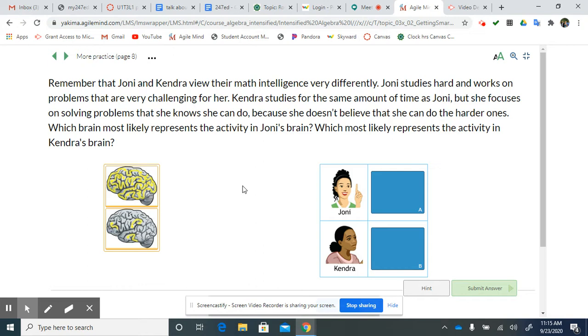All right, remember that Joni and Kendra view their math intelligence very differently. Joni studies hard and works on problems that are very challenging for her. Kendra studies for the same amount of time as Joni, but she focuses on solving problems that she knows she can do because she doesn't believe that she can do the harder ones. Which brain most likely represents the activity in Joni's brain?